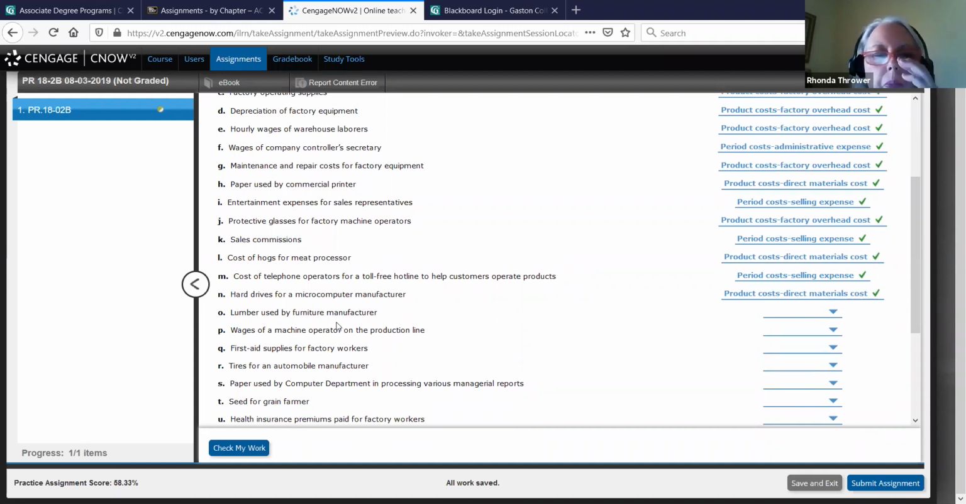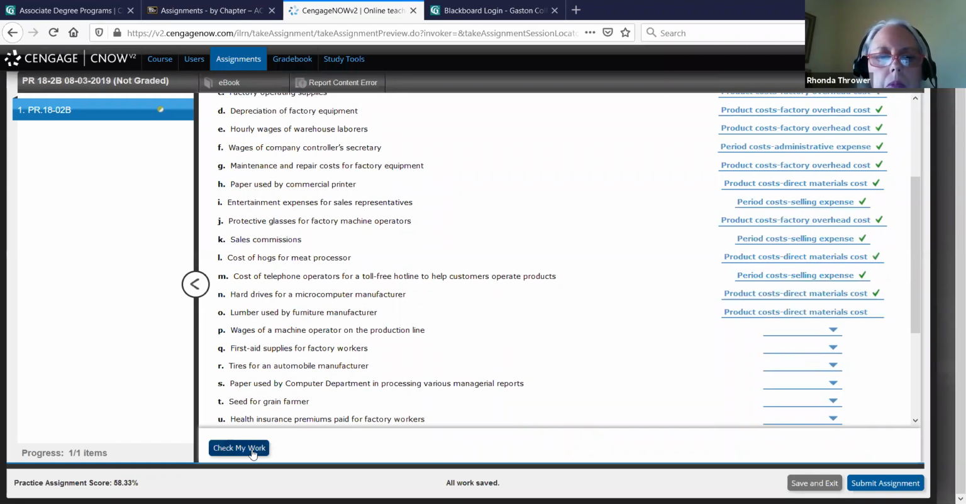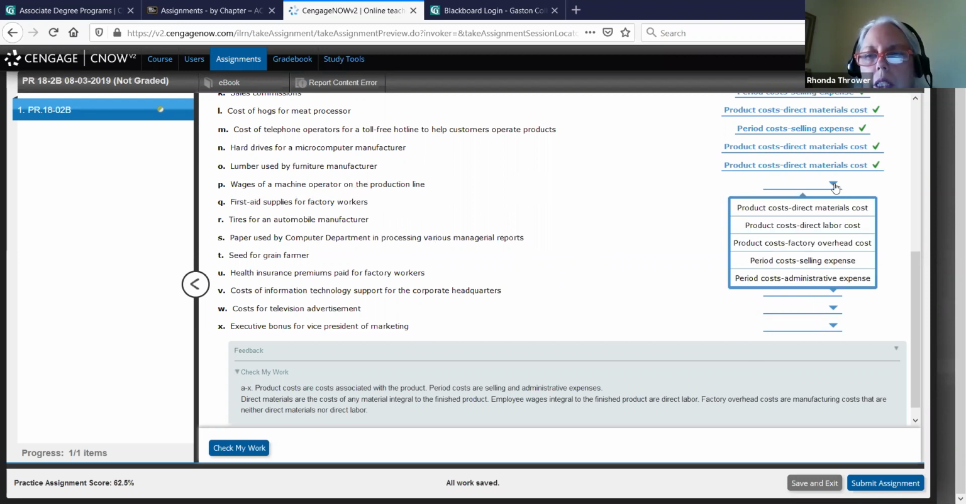Lumber used by a furniture manufacturer. Lumber is also a type of direct materials, and it's a product cost. The wages of machine operators on the production line. Because they're on the production line and they're machine operators, they're working on producing the product itself. This is called direct labor, and it is a product cost.